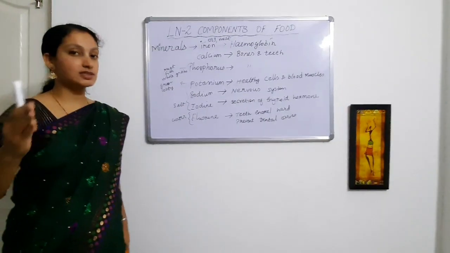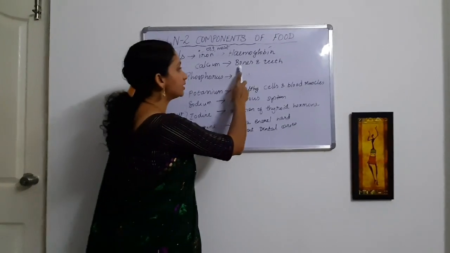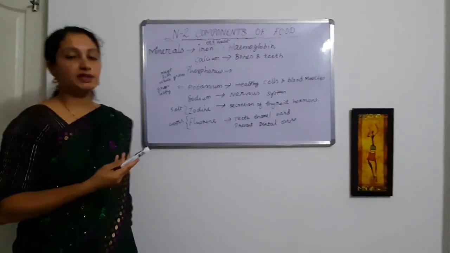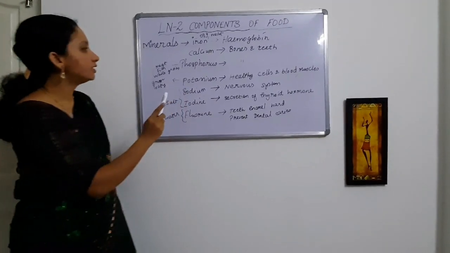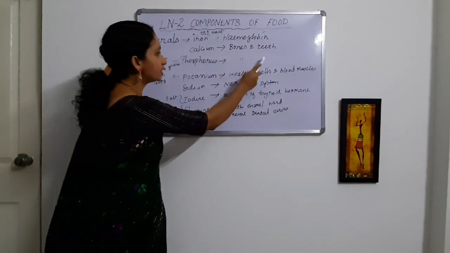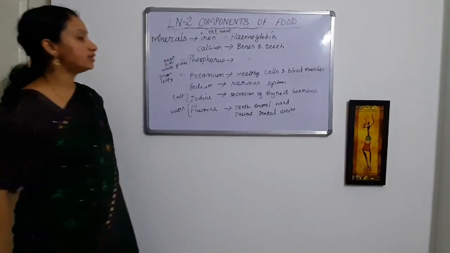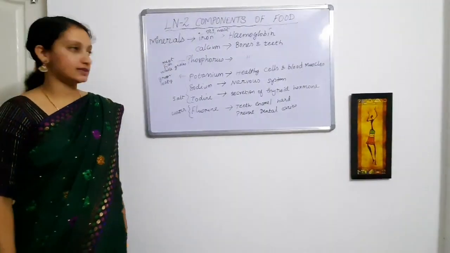Next one is calcium. Calcium is always related with vitamin D. We have seen that it is for strong bones and teeth. This calcium is present in all milk products. Next one is phosphorus. Phosphorus is also for bones and teeth, and it's present in meat, fish, and whole grains, which are rich in phosphorus content.